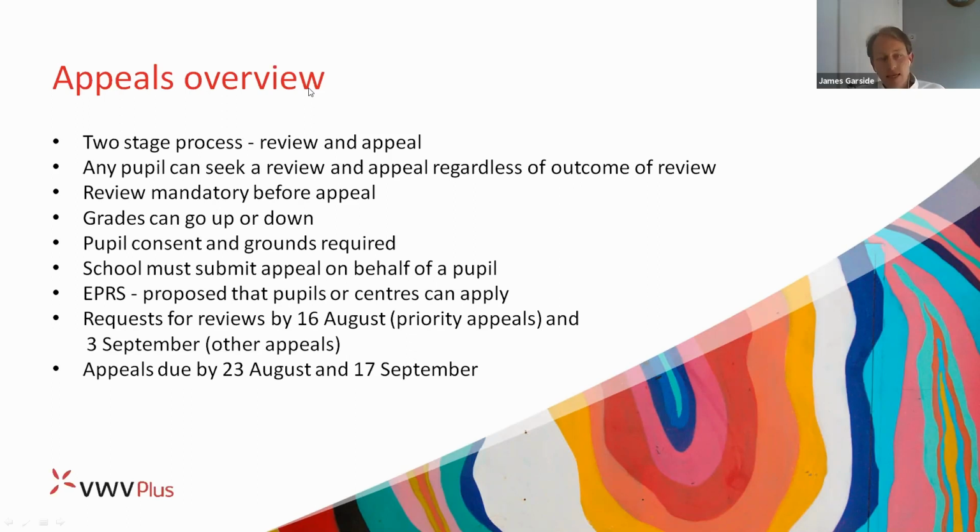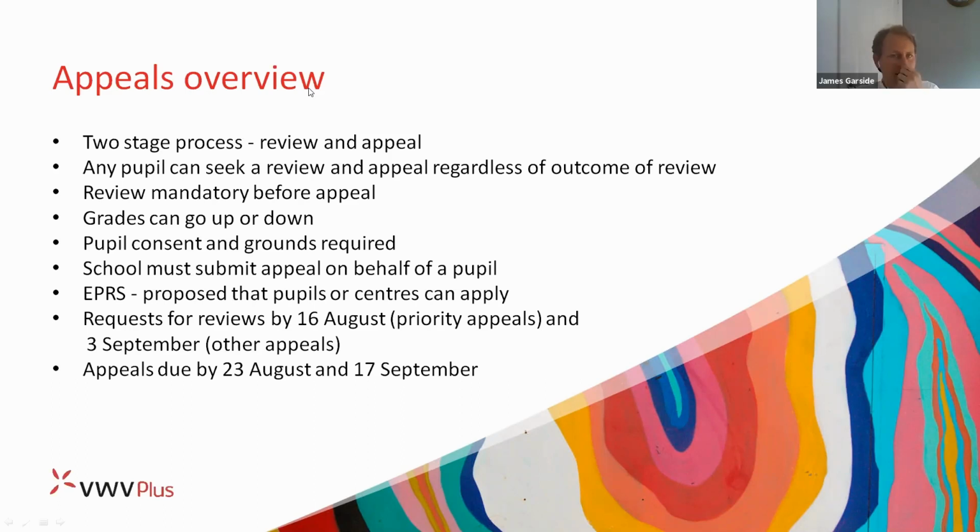Schools would need to submit any appeal to the exam board on behalf of the pupil, but as the JCQ template form shows, actually the onus is on the pupil to explain what their particular grounds of appeal are. Now, it's set out in fairly straightforward terms: what do you think went wrong, and what difference has this made to your grade.